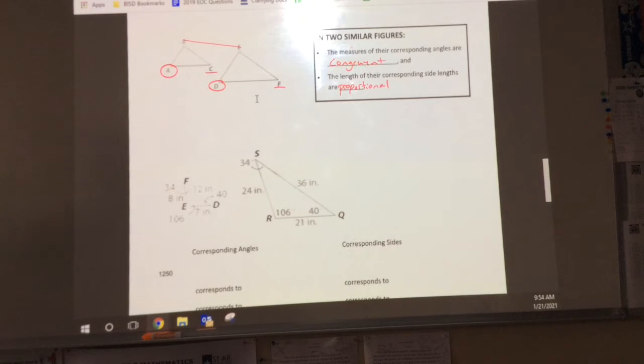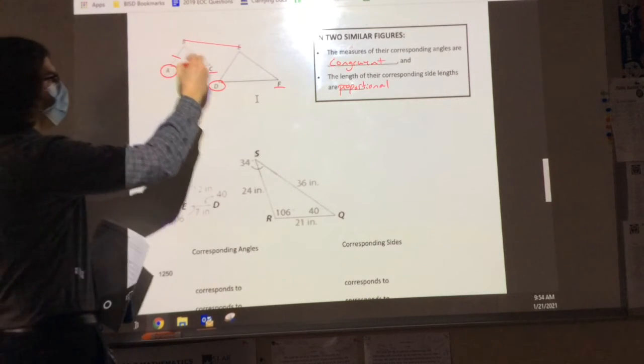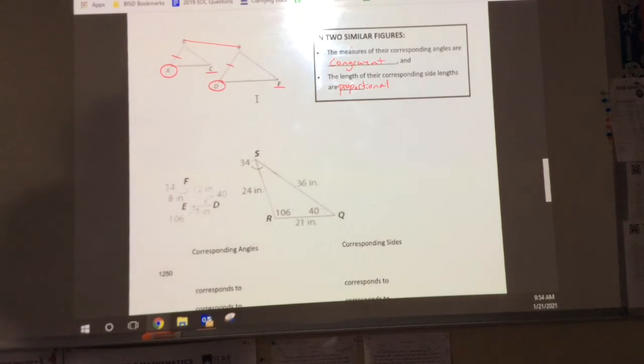So let me go a step further. Let me ask this question. Kendall, can I ask you a question? What side does AB correspond with? DE. Do we agree that AB and DE are the same?